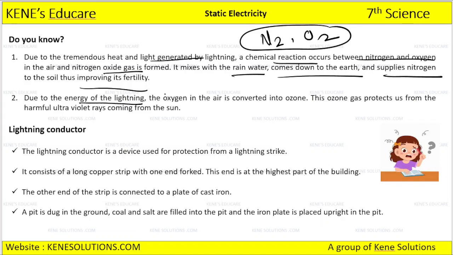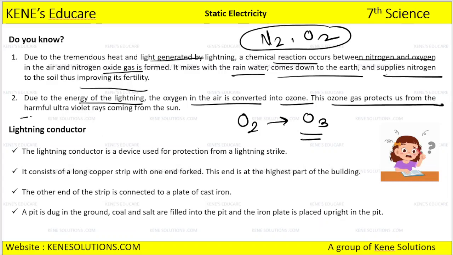Due to the energy of the lightning, the oxygen in the air gets converted into ozone. तो जो lightning जब होती है, obviously charges are created. This O2 will get converted to O3, and this ozone gas protects us from the harmful ultraviolet radiation. तो ये जो O3 है, that is formed due to the lightning in the sky. This ozone will act as a layer and it will prevent the earth from the ultraviolet radiation of the sun.